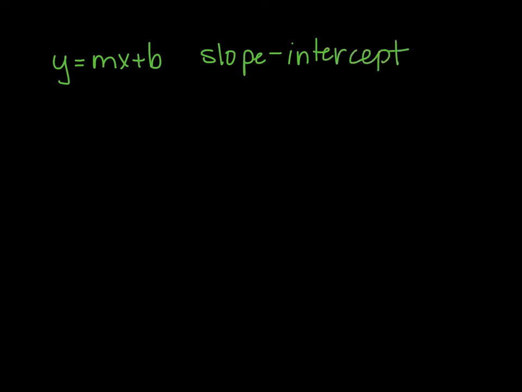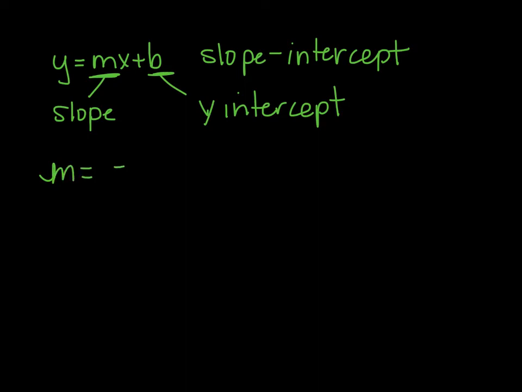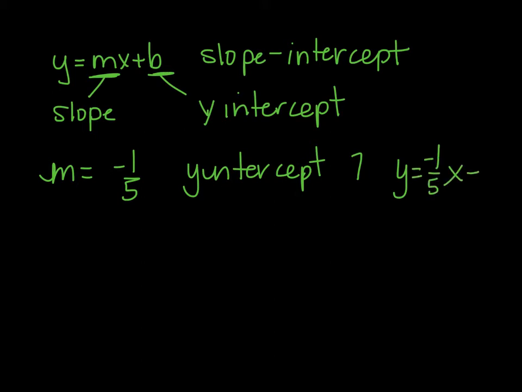So let's remember that the equation of a line is y equals mx plus b. This is called slope-intercept form. Where m is going to be the slope and b is going to be the y-intercept. So if I were to tell you the slope of a line is -1/5 and the y-intercept is 7, the equation of the line would be y equals -1/5 x plus 7.